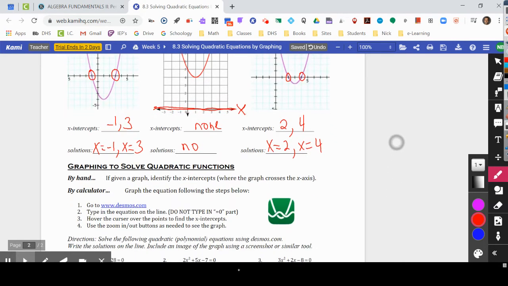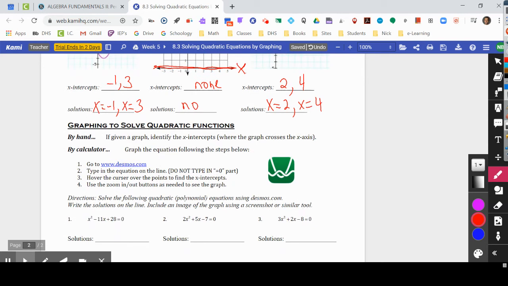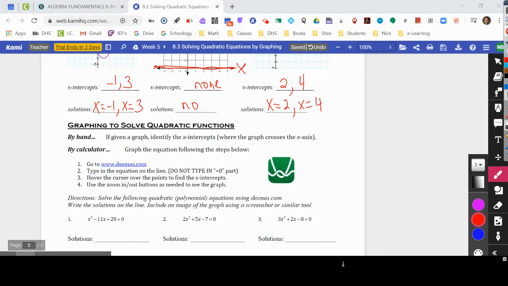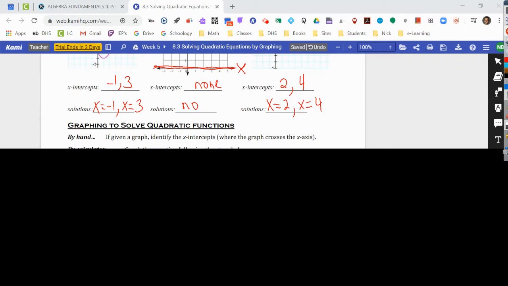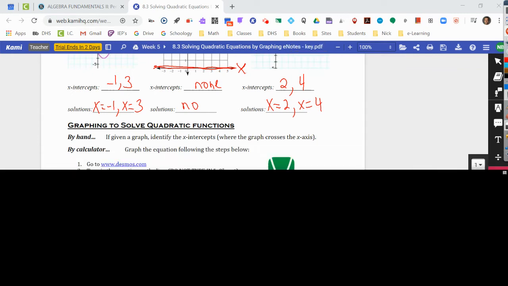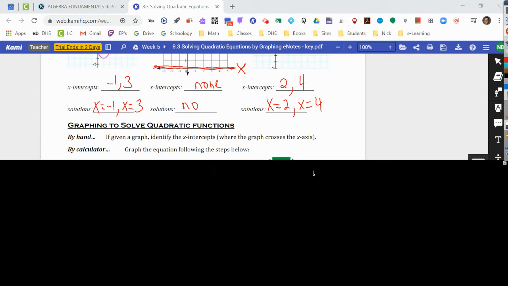Awesome. All right, so now it's time to do some graphing together, and then you'll practice graphing on your own. By hand, to solve a quadratic equation by graphing, we use a given graph and see where that graph crosses the x-axis. The other way to do it is with a calculator. To graph the equation, we're going to follow these steps.